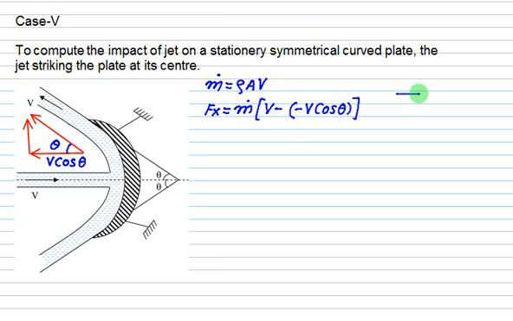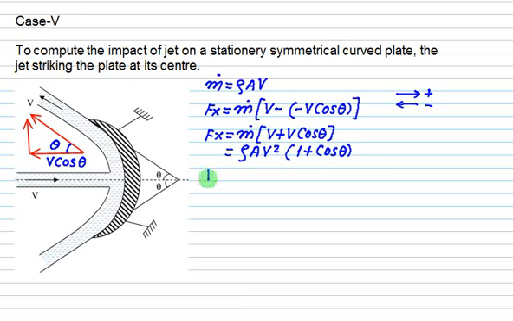The rightward value of velocity is considered as positive and leftward is taken as negative. So the total force acting along the x direction is a product of m dot and v plus v cos theta. So this equals rho times a times v square multiplied by 1 plus cos theta.